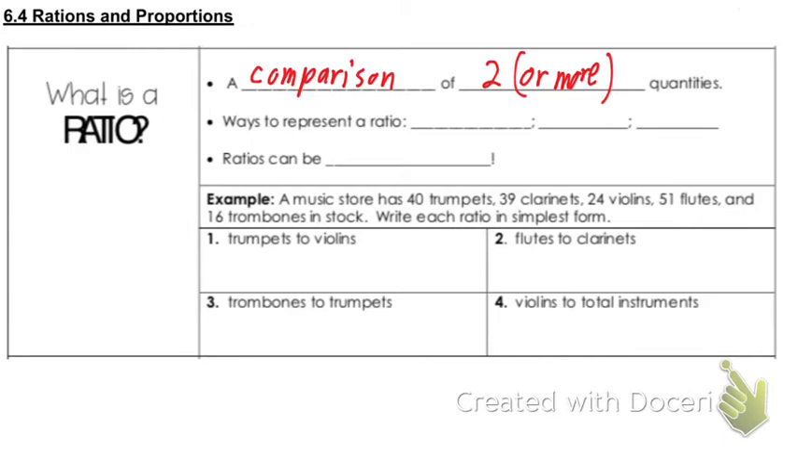Okay. So there's a couple different ways to represent a ratio. You can represent it as a fraction, like A divided by B, this number divided by this number. You can say the words A to B. Or you can have A colon B. And all of those are read as A to B.